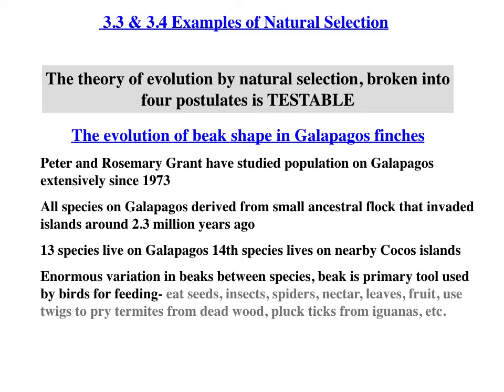Obviously, because the evolutionary time scale is so large, you may not be able to test all of the postulates in every population. But sometimes we actually can, especially if we are fortunate enough to hit an area just right, like Peter and Rosemary Grant did in the Galapagos. They started studying finches there in the early 70s. We know a little bit about the Galapagos from our discussion of Darwin and the voyage of the Beagle.